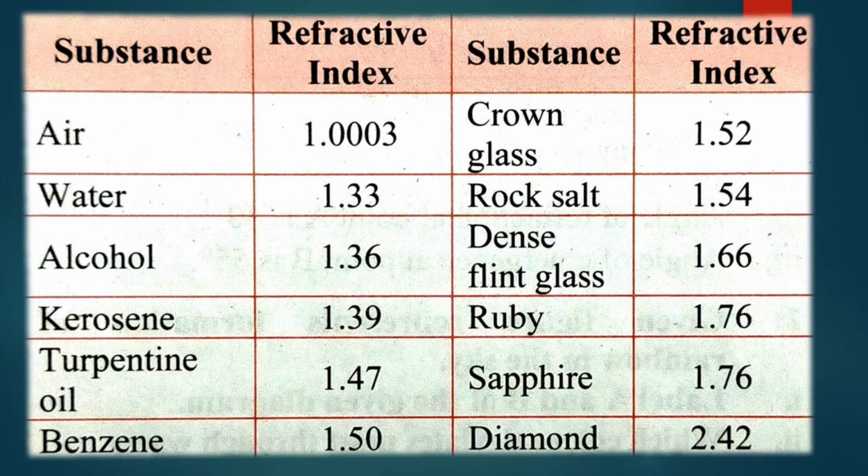So the refractive index of a substance is a measure of how much it slows down light compared to the speed of light in a vacuum. Higher refractive index means light travels slower in that substance and the substance is optically denser. Lower refractive index means light travels faster and the substance is optically rarer. So below there is a table that shows the substances and their refractive index.